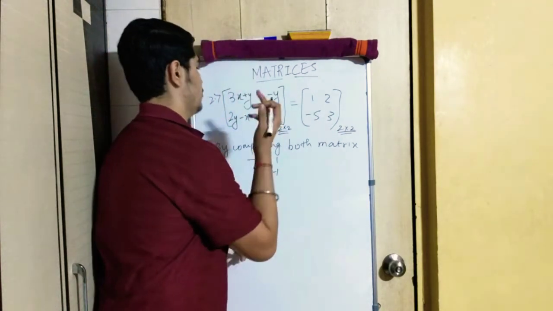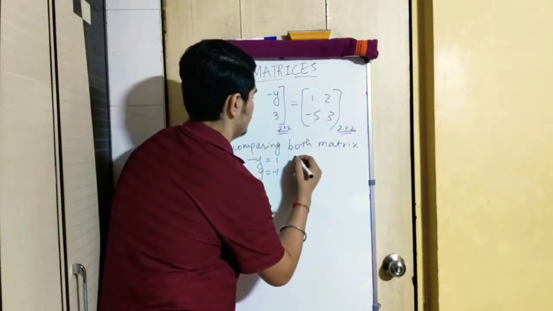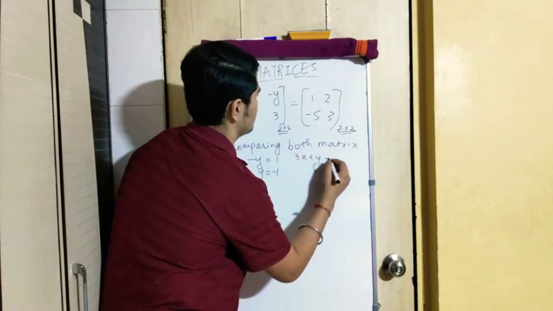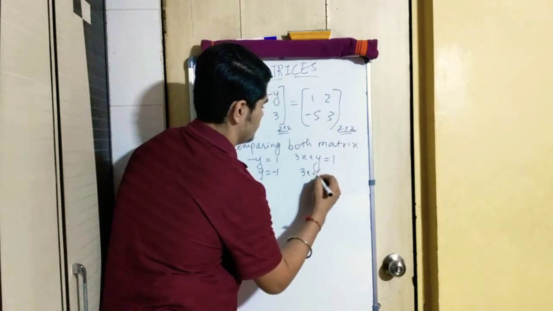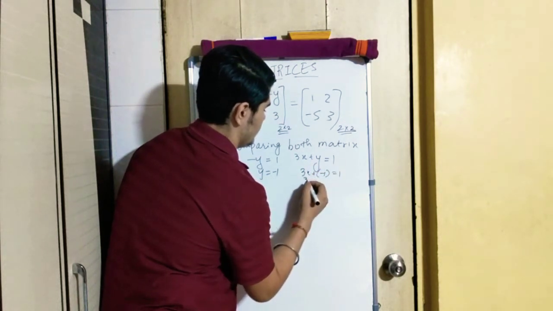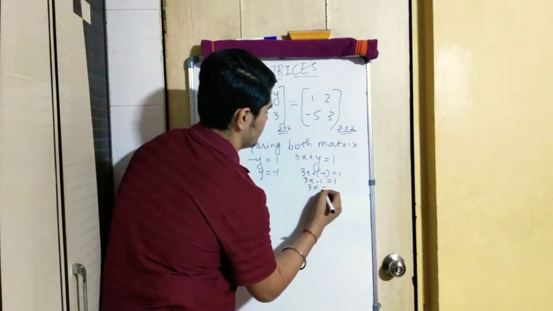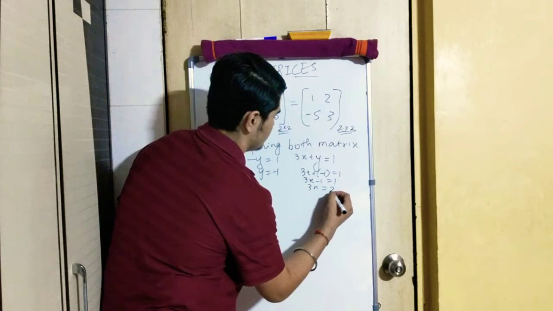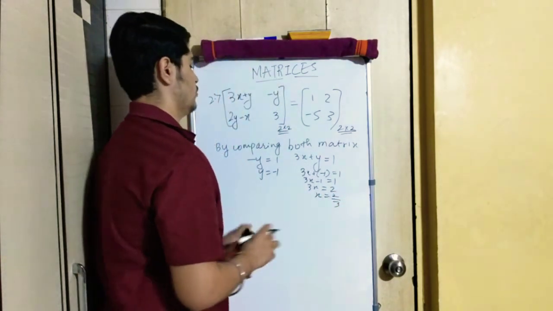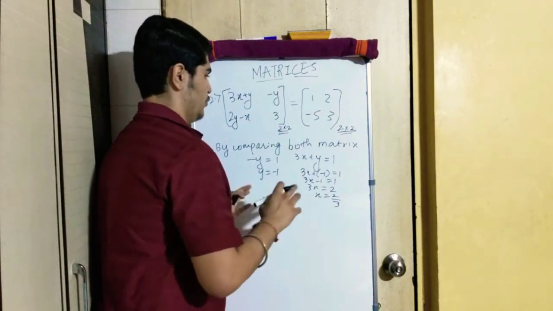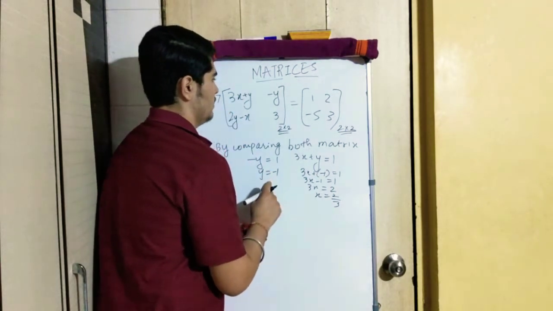The value of y you can put in either the first equation or the second equation, you will get the same. So 3x plus y is equals to 1. We are putting 3x plus minus 1 is equals to 1. 3x minus 1 is equals to 1. 3x is equals to 1 plus 1, that is 2. X is equals to 2 by 3. If you want to check your answer, you can even put the value of y.